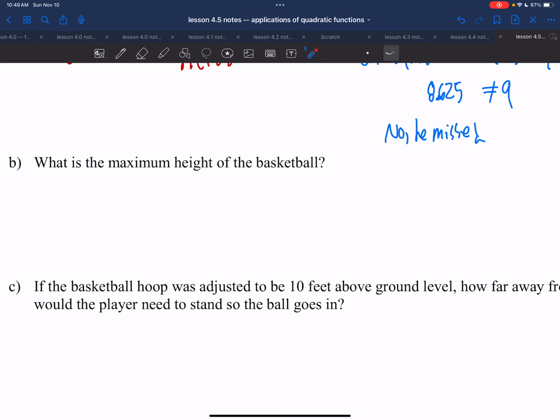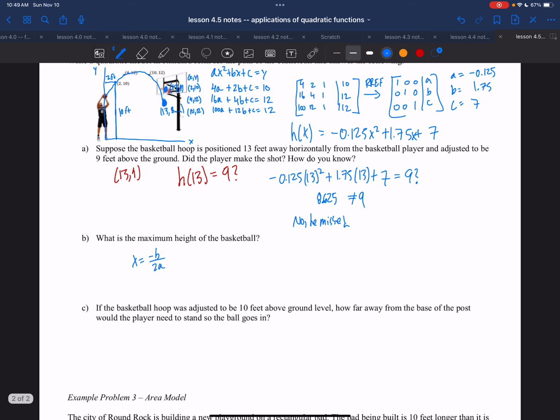So I'll say x equals negative b over 2a. Negative b is negative 1.75. By the way, my eyes are looking right here. That's b, that's a. So negative 1.75 over 2 times negative 0.125. Calculator time.